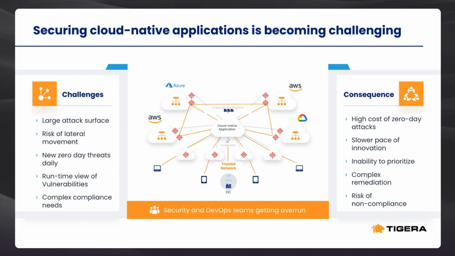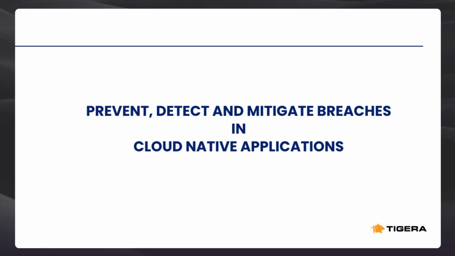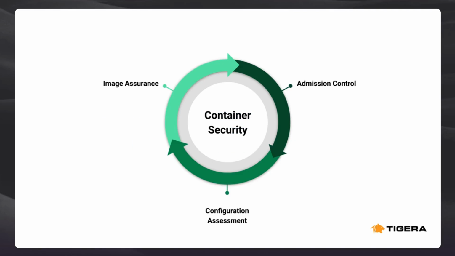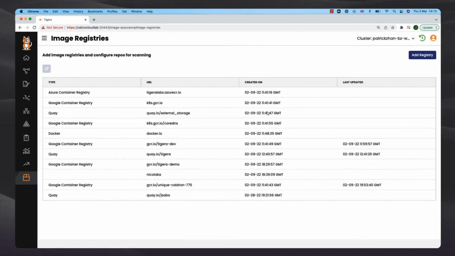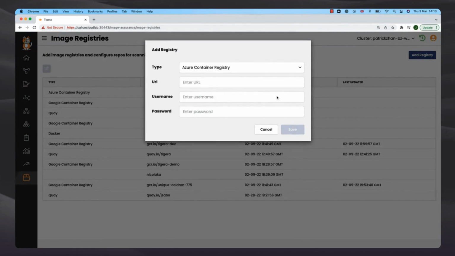Cloud-native applications can't be secured with the traditional security tools. You need a more active and granular level of security. Calico Cloud is an active cloud-native application protection platform that detects, prevents, and mitigates breaches in cloud-native applications. Let's look at how to secure your cloud-native environment at build time with Calico's container security. At build time, we want to make sure that images that the development team provides are clean and without major vulnerabilities or misconfigurations. All image registries are auto-populated and continuously scanned by Calico's scanning engine. I can also manually add new registries.